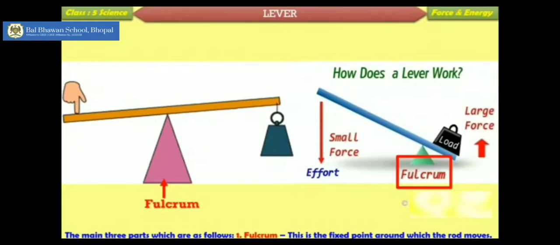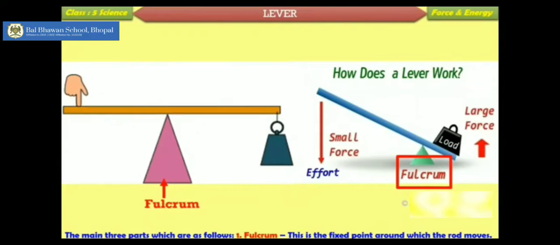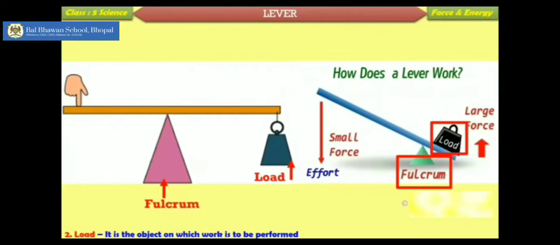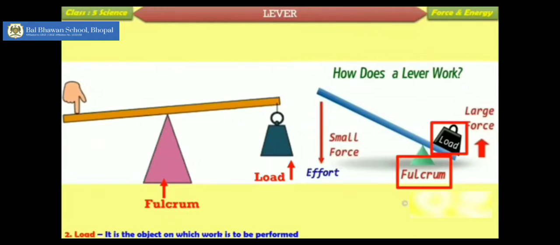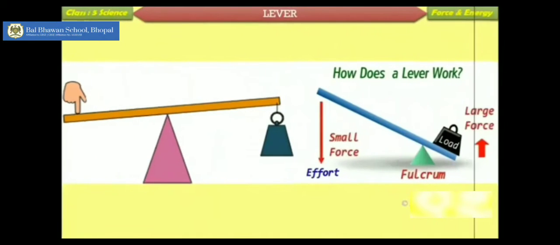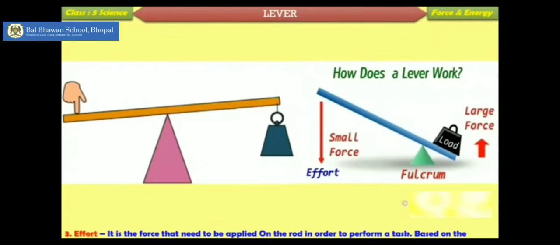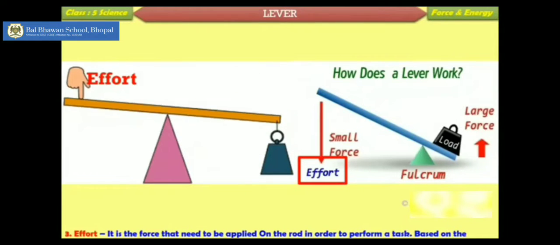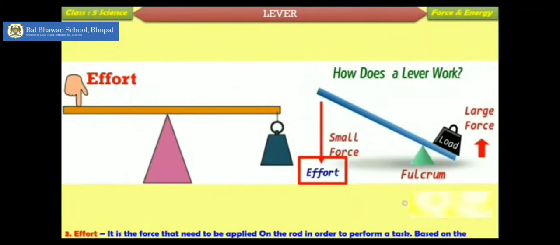Now the lever consists of three parts. The first part is called the fulcrum. This is the fixed point around which the rod moves. The second part is called load. It is the object on which work is being performed. And the third part is called effort. It is the force that needs to be applied on the rod in order to perform a task.